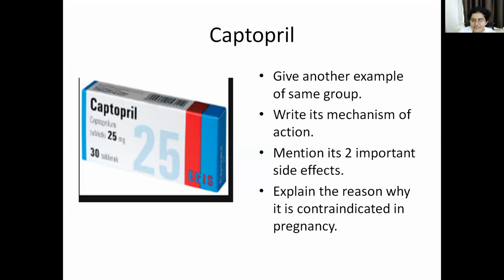Then explain the reason why it is contraindicated in pregnancy. ACE inhibitors, when given in the second and third trimester, cause fetal hypotension, damage the fetal kidneys and cause anuria. So it is contraindicated in pregnant ladies. Read in detail about the ACE inhibitors. A question can be asked about anything regarding ACE inhibitors. Here we have kept captopril, but in the exam we can keep any ACE inhibitor, enalapril, lisinopril, anything.